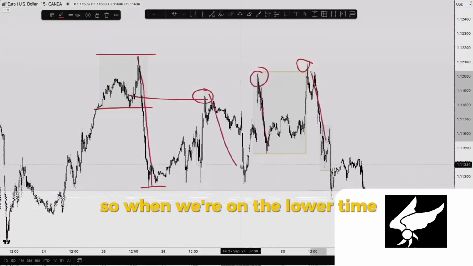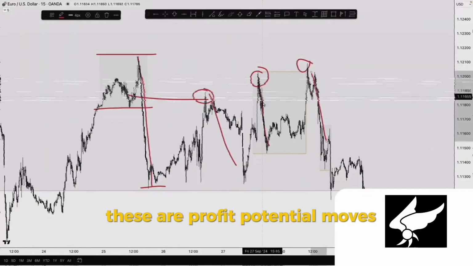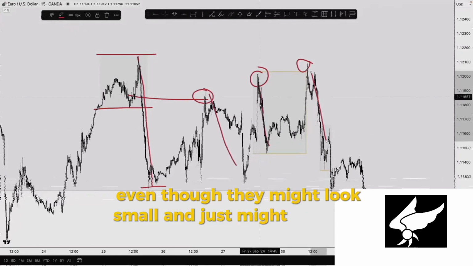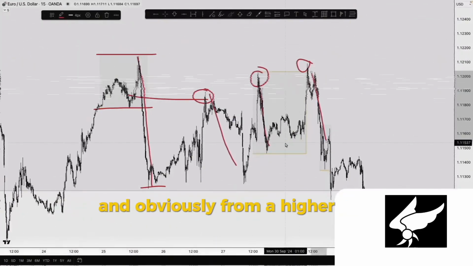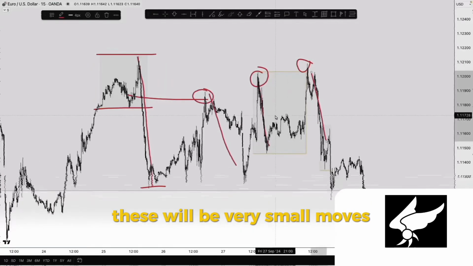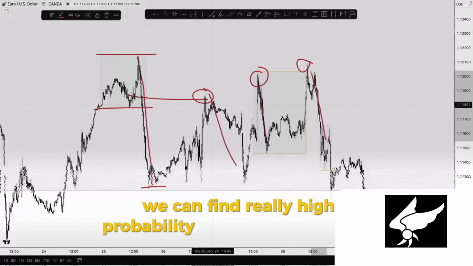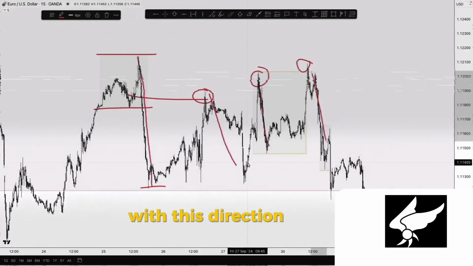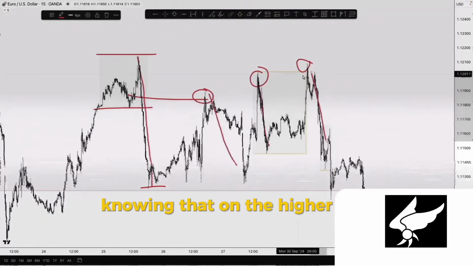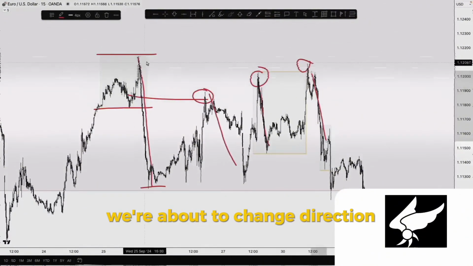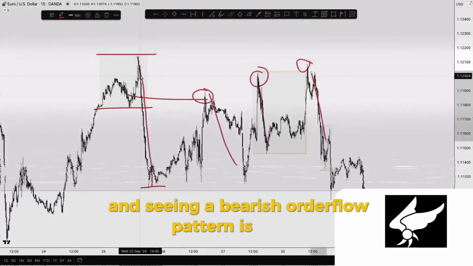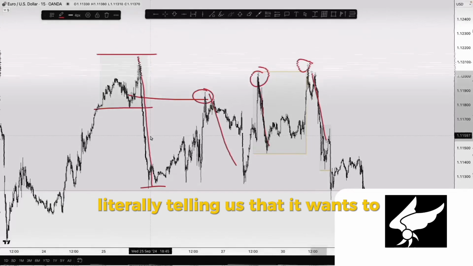So when we're on the lower time frames, these are profit potential moves, even though they might look small and just might look like reactions. And obviously from a higher time frame perspective, these will be very small moves. But when we're using our session and setup strategies, we can find really high probability trading opportunities with this direction in mind. Knowing that on the higher time frame we're about to change direction, and seeing a bearish order flow pattern is price literally telling us that it wants to move to the downside.